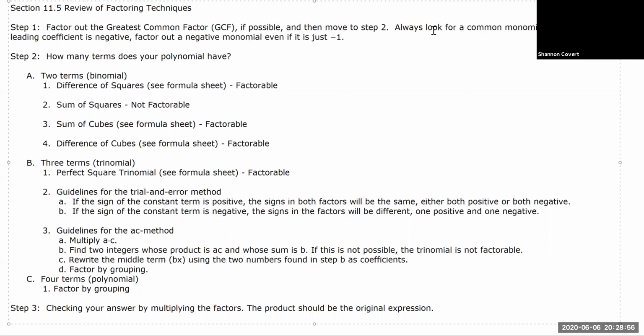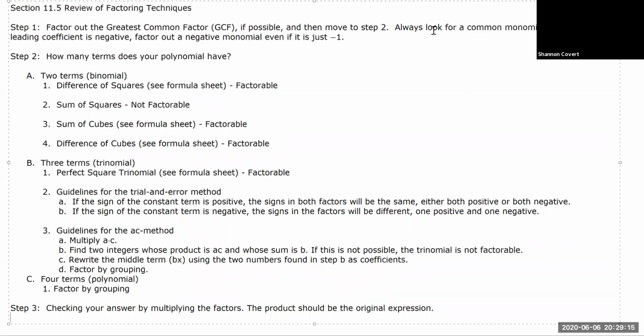And then you're going to factor by grouping. And then finally, you did encounter some polynomials that had 4 terms, and whenever there's 4 terms, you always try to factor by grouping. The third step when you're factoring should always be to check your answers.